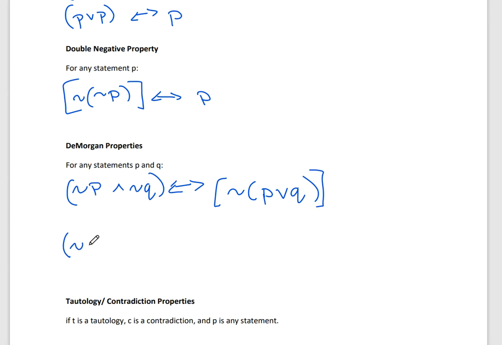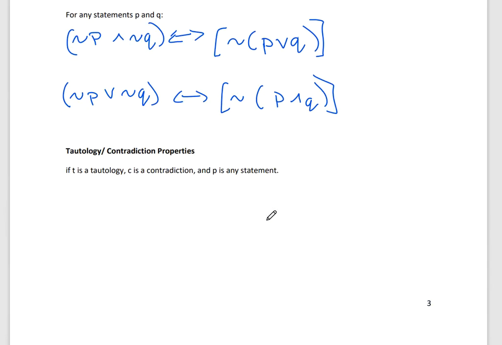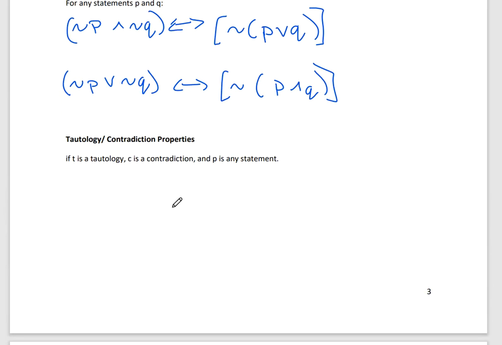The other De Morgan's, right, if I have the negation of P or the negation of Q, that's going to be biconditional with the negation of P and Q. All right, so I'll leave you that one to prove in your homework. That's a nice one to kind of go through. We have tautology contradiction properties. So again, T is a tautology, so always true. C is a contradiction, so always false. And P is any simple statement, so either true or false.